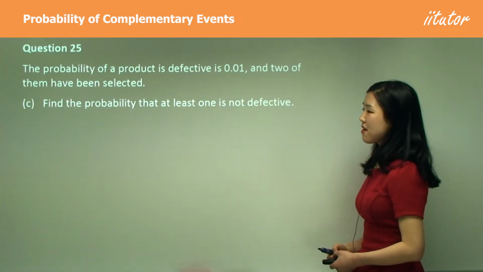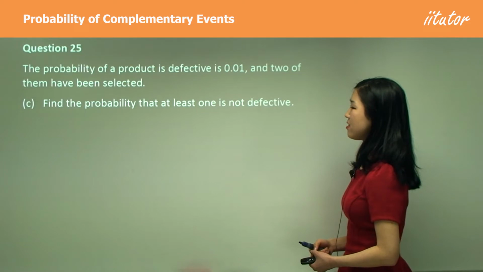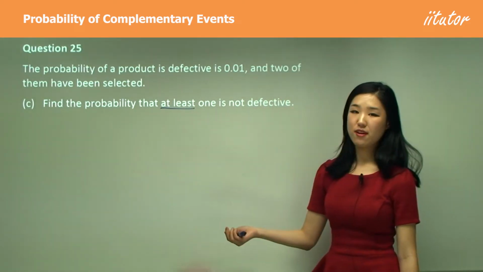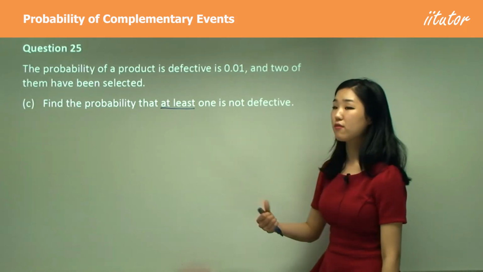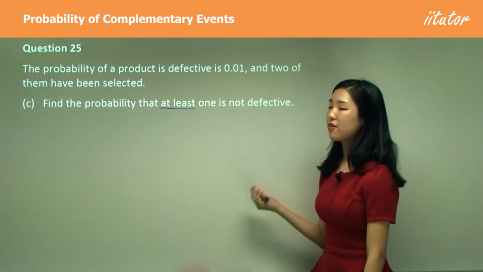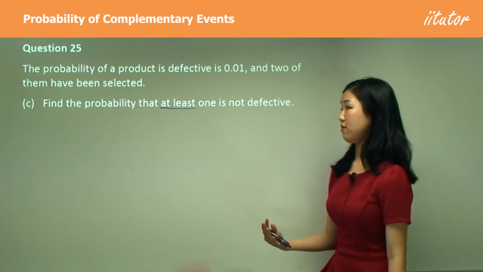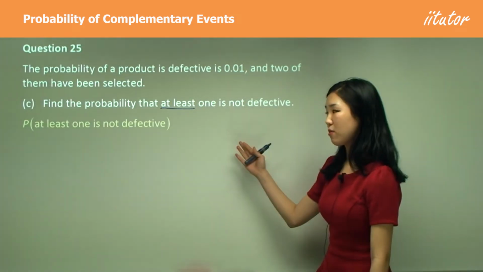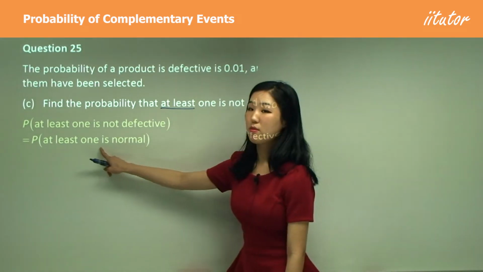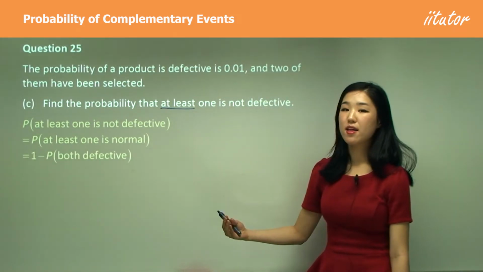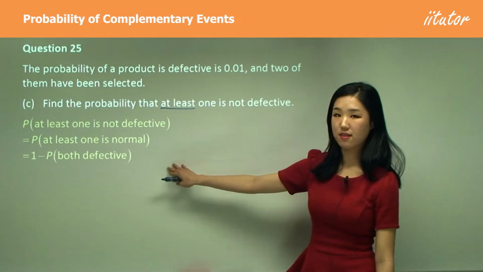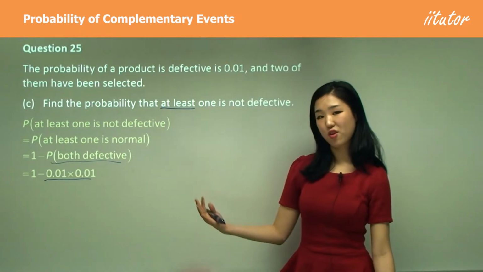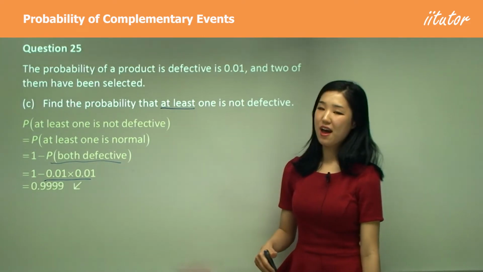Now C, find the probability that at least 1 is not defective. Again, we've got at least 1 is not defective. So one of them could be not defective, both of them could be not defective, but I don't want both to be defective. And I found the probability of both being defective in part A. That's what we want, which is at least one of them is normal, which is 1 minus both defective. That's what I said, isn't it? So we found this in part A. So subtract it from 1, which is the total probability, and that's what you should have.